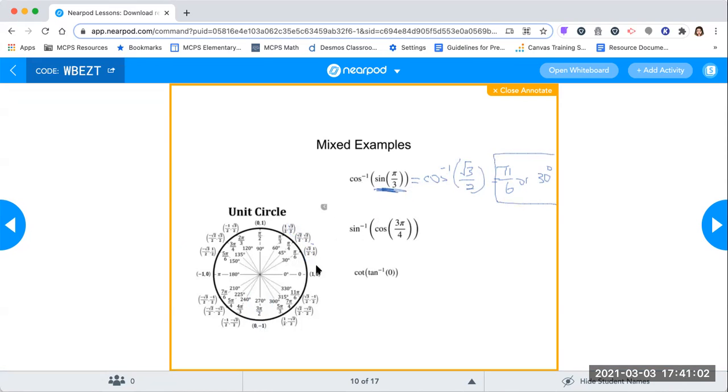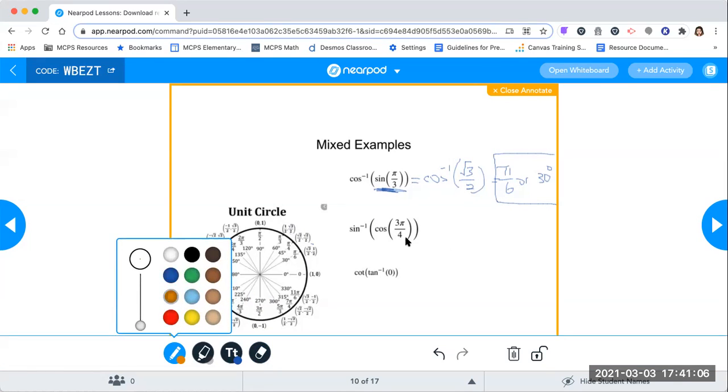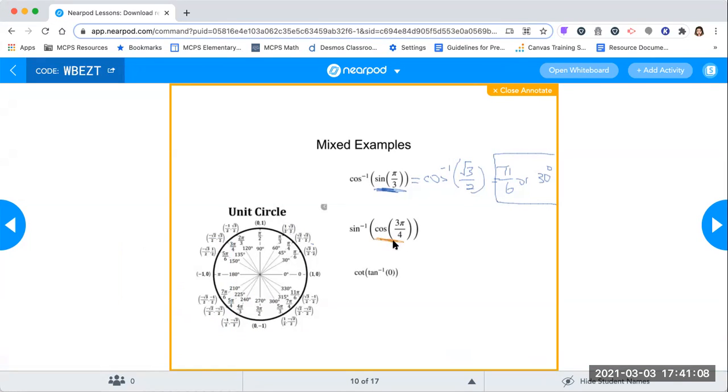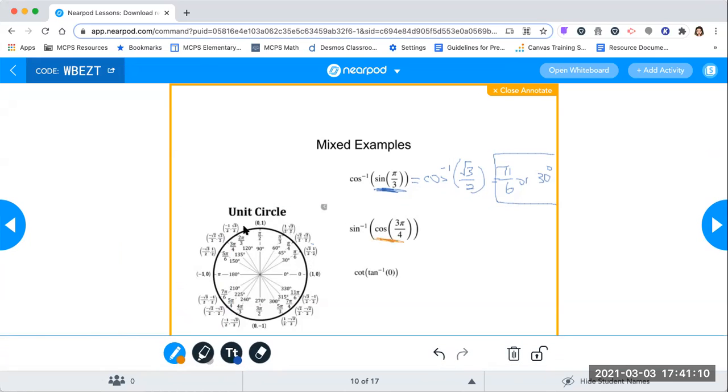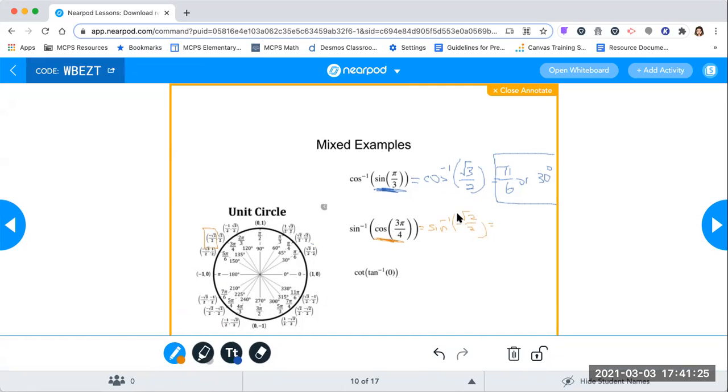Okay, so next we've got inverse sine of cosine of 3 pi over 4. So we have to deal with what's cosine of 3 pi over 4. It's over here. So cosine of 3 pi over 4 is negative root 2 over 2. So this is inverse sine of negative root 2 over 2. Okay, what is the inverse sine of negative root 2 over 2?